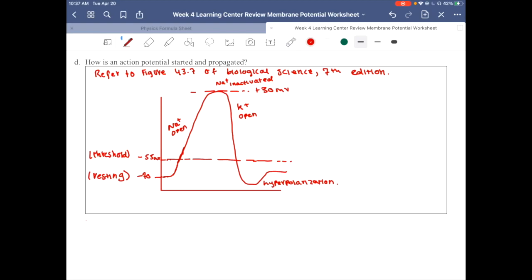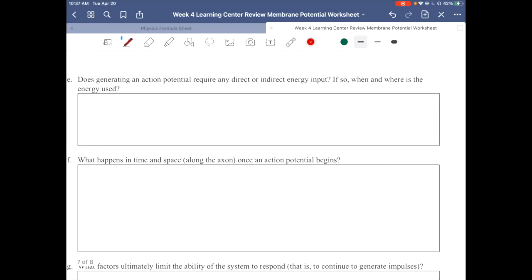All right, the next question is asking about energy input. So does generating an action potential require any direct or indirect energy input? So we know ATP isn't being used up front, so there's no direct energy input required to generate an action potential, but we do need energy indirectly, and that's what we get from the sodium potassium pump, right? That uses ATP and then that establishes the concentration gradient potential.